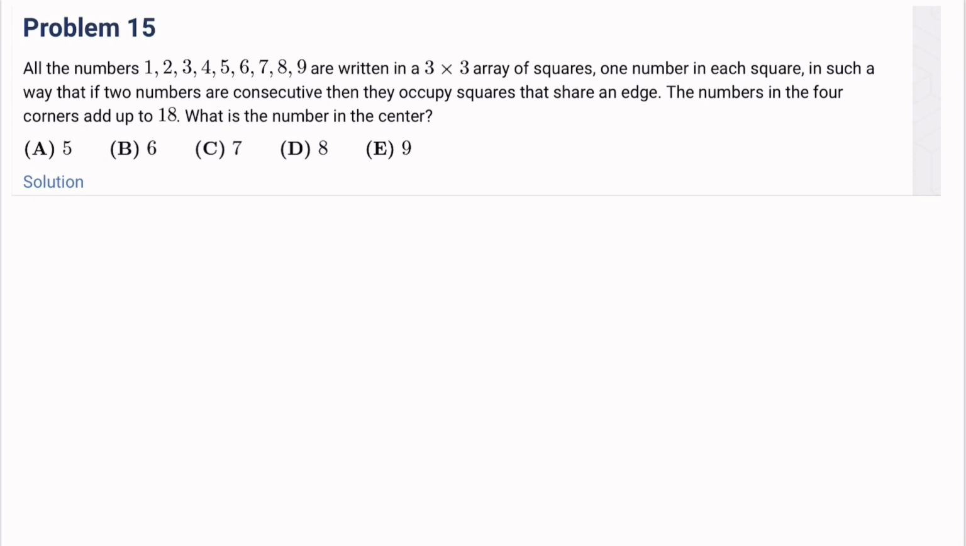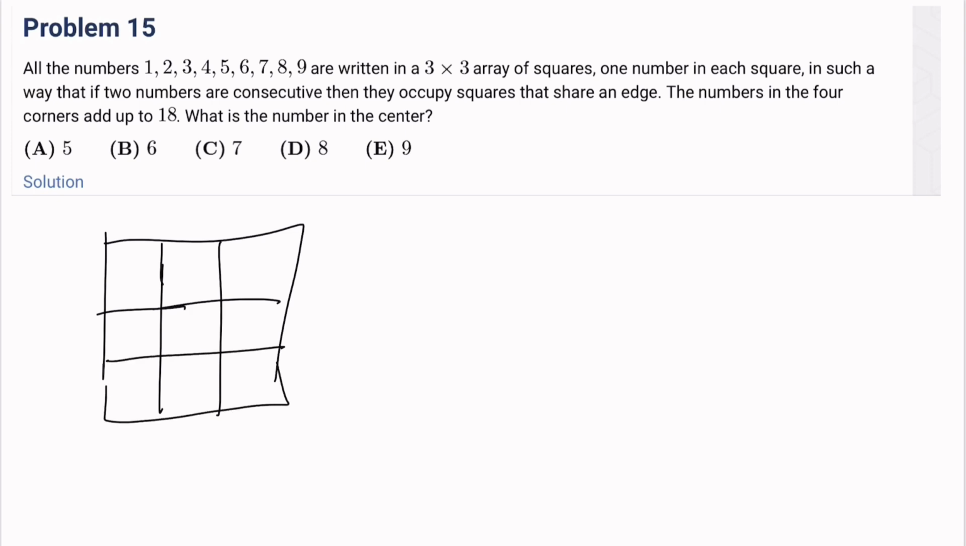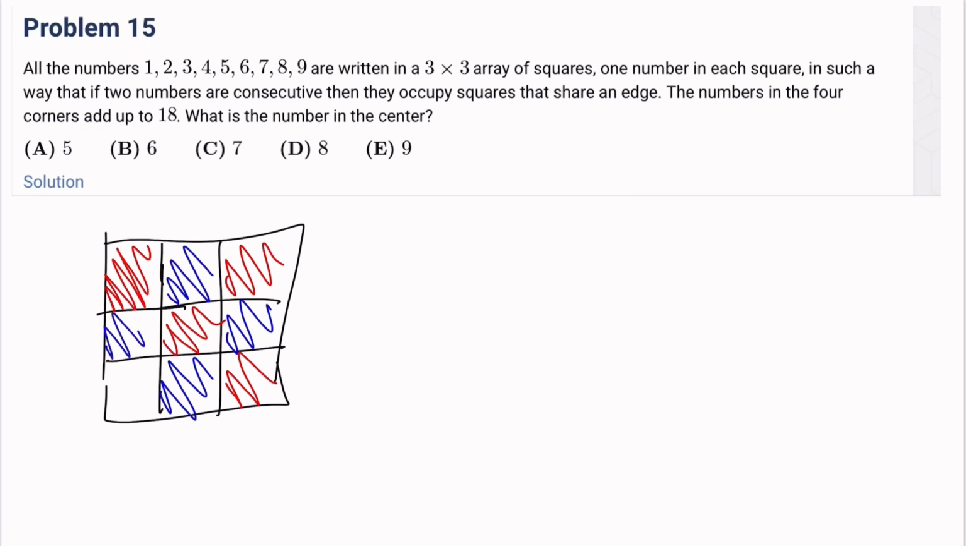Okay, so first of all, let's draw this array of squares, right? This is our 3 by 3 array. We see that if we have odd numbers and even numbers, then if we start with an odd here, then this will have to be even, this will have to be odd, this will have to be even, this will have to be odd, this will have to be even, this will have to be odd, and this will have to be even, and this will have to be odd, right?